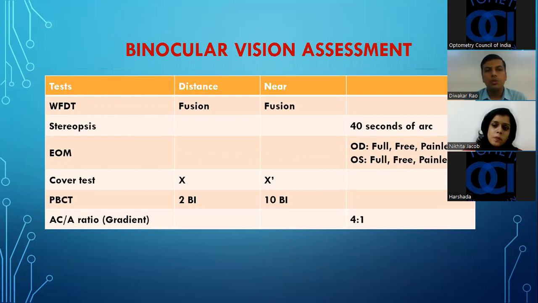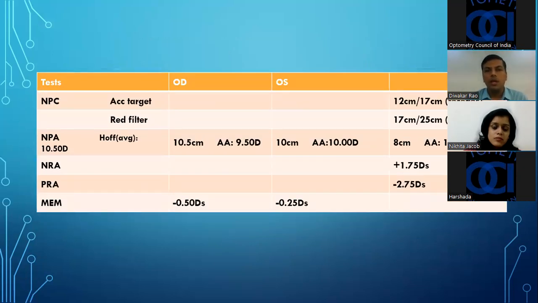Cover test showed exophoria for distance and near. The amount of exophoria for distance was 2 prism base-in, and for near it was 10 prism base-in. AC/A ratio was 4:1. NPC with accommodative target was 12 centimeters break and 17 recovery, and it was receding. With red filter, it was 17 centimeters and 25 centimeters, also receding. NPA with right eye 10.5 centimeters, amplitude was 9.5 diopters. Left eye 10 diopters of amplitude. Binocularly it was 12 diopters of amplitude.